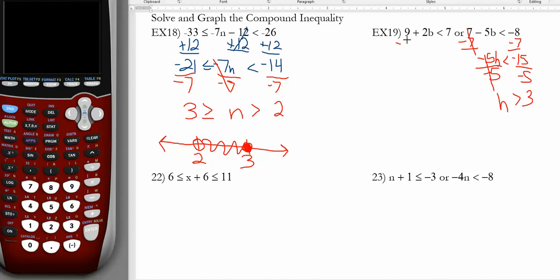On the other original problem, minus 9 from both sides. 2b is less than negative 2. Divide by 2 on both sides. b is going to be less than negative 1.